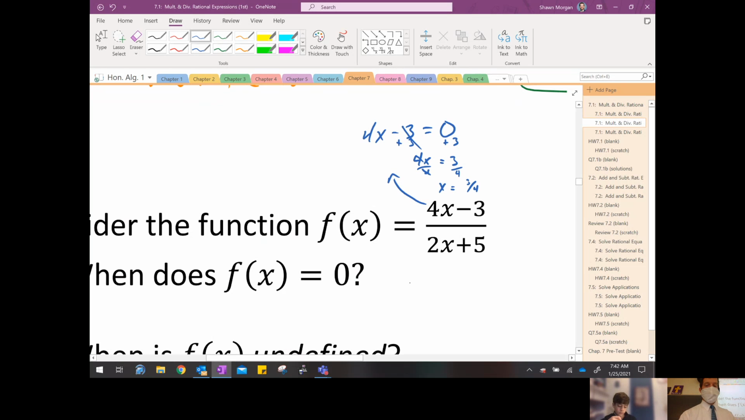What do you think? -5/2. X equals -5/2. Perfect. If you want to show your steps, kind of like I did on the numerator, that's fine too. Not a big deal. But what we have found is that x equals 3/4 will make the fraction equal 0, and x equals -5/2 will make the fraction undefined. Okay?